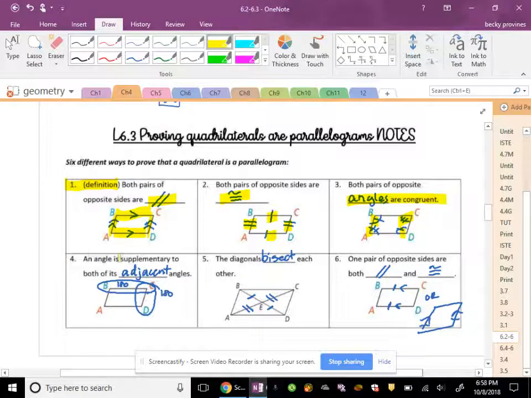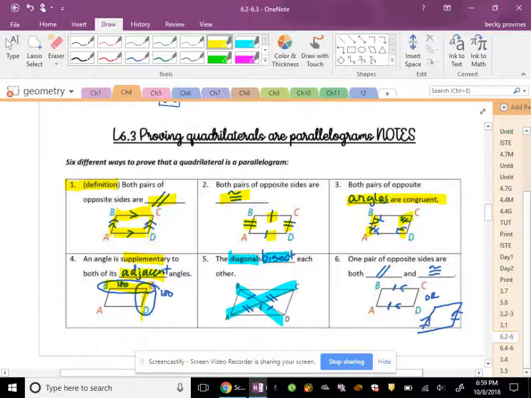And number 4 is adjacent angles are supplementary. So the angles right next to each other add up to 180. So far you have 2 about sides, 2 about angles. Now we have 1 about what happens in the middle when these lines cross. These lines are called diagonals, and they're going to bisect each other. So what that means is that you have equal parts.